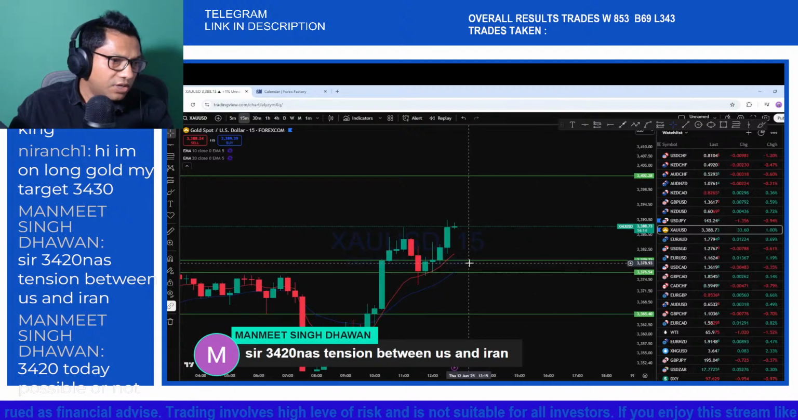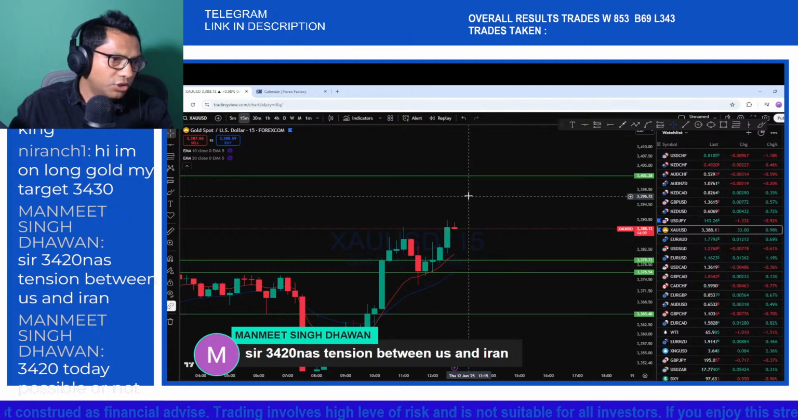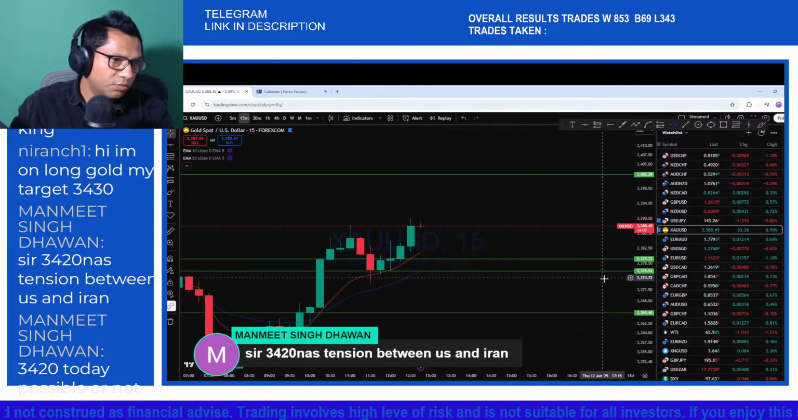On the 15 minutes, the price action that you can see on gold has formed a bullish candle, which is a possible bullish trend continuation.